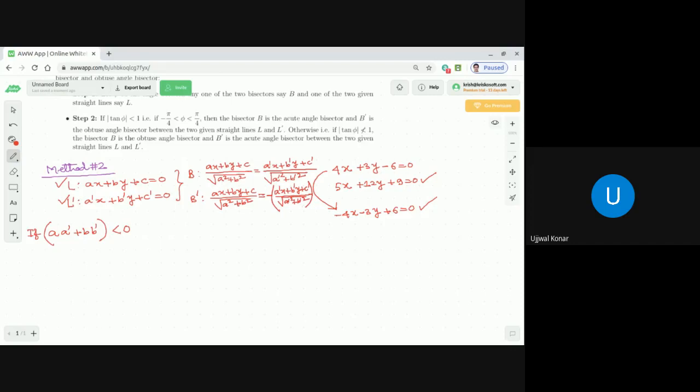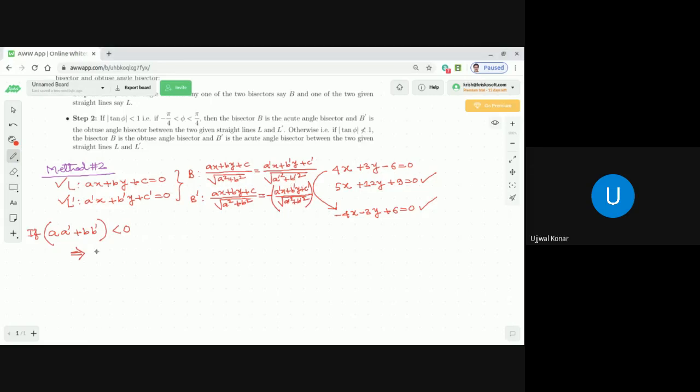Let me repeat once more, dear students. If we find the constant term is negative, we will make the adjustment by multiplying by minus 1, so that we get both c and c dash positive. After this adjustment, whatever equations of the straight lines we are getting, we assume L and L dash, and then we find the equations of the bisectors b and b dash. After that, if we see that a into a dash plus b into b dash is less than 0, then what can we conclude? We can conclude that b is the acute angle bisector and b dash is the obtuse angle bisector.